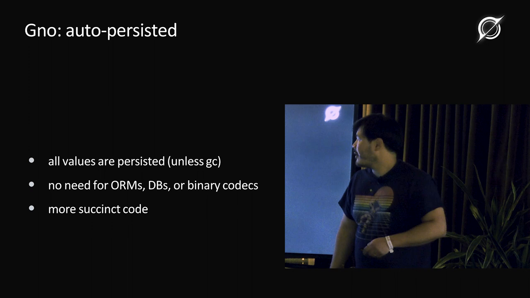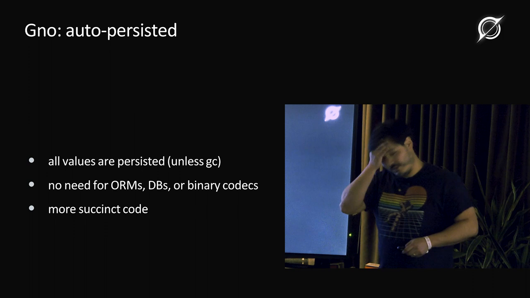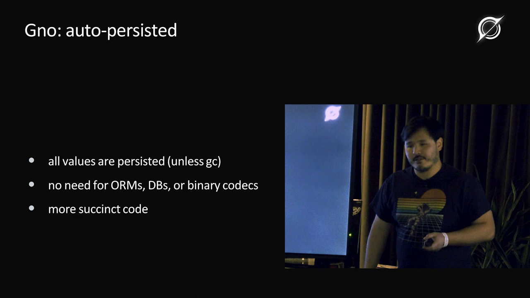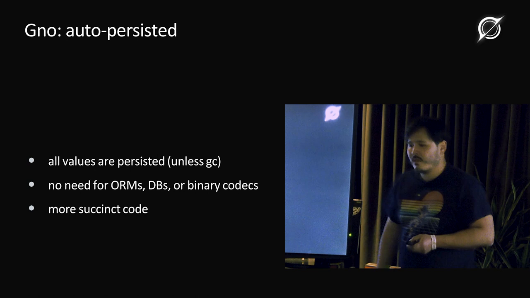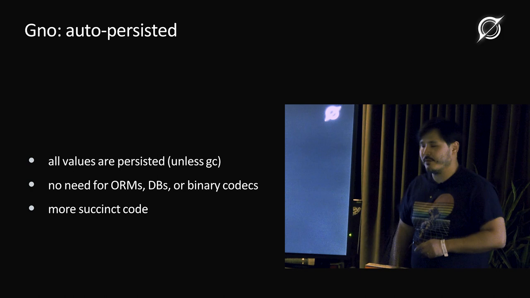Another reason why Gno is interesting is because there's auto-persistence. And this is a really interesting feature that I haven't seen in other languages. But it goes like this. Usually, when you write a program in a language for Web 2 or Web 3, except in Solidity, I suppose, you usually have to use a database, right?